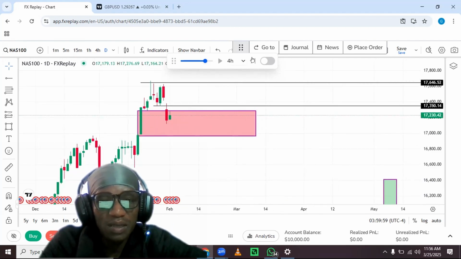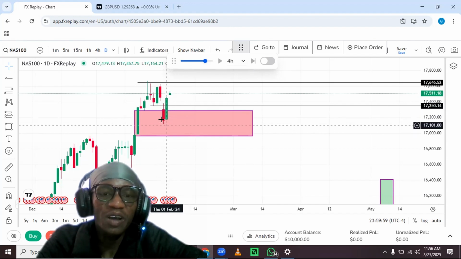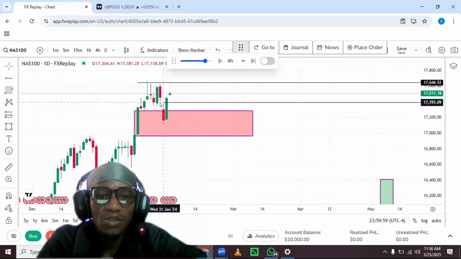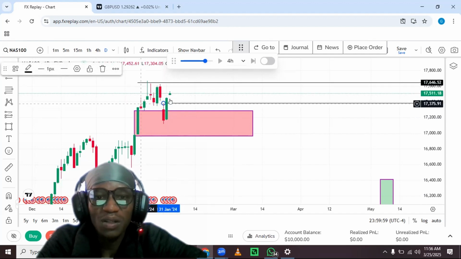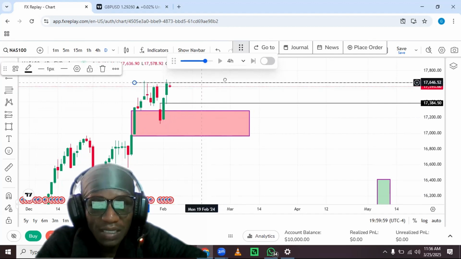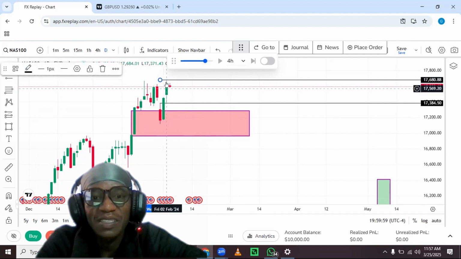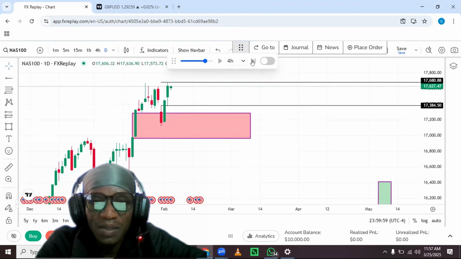Let's see what happens. We respected this FVG, we're moving away, so we closed above. So I want to see the next day close above as well, this one. Then I'll know we have a bullish day. We do what? Close above. So now I know the market today must close above this candlestick. Let's see what happens.